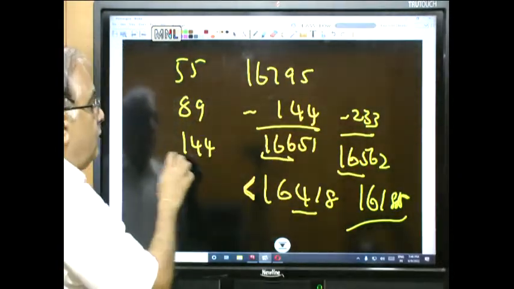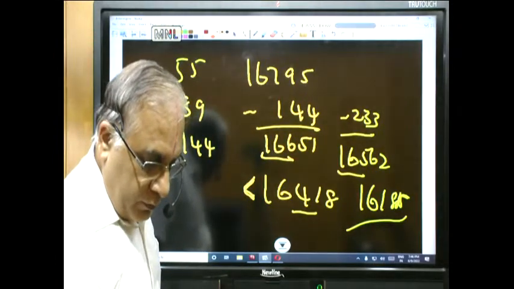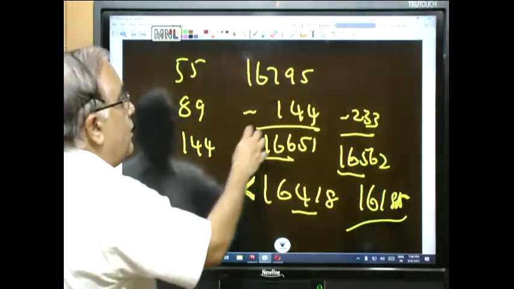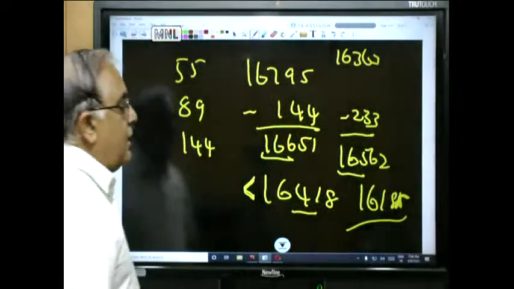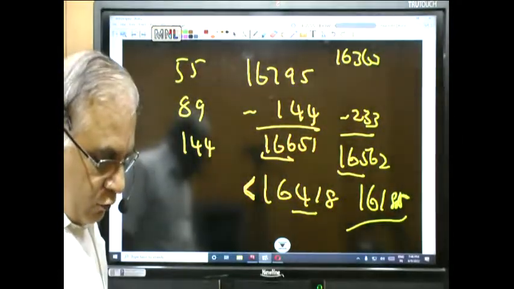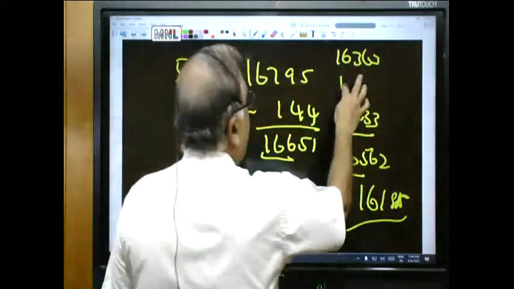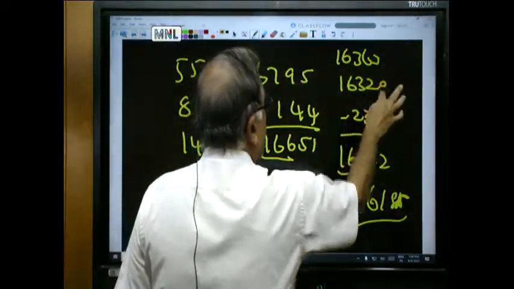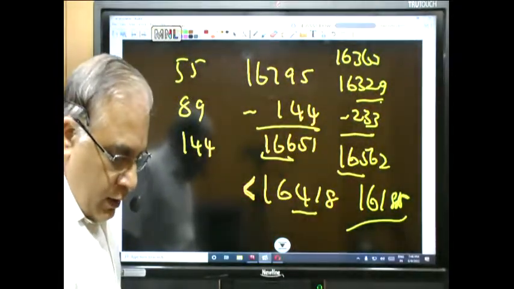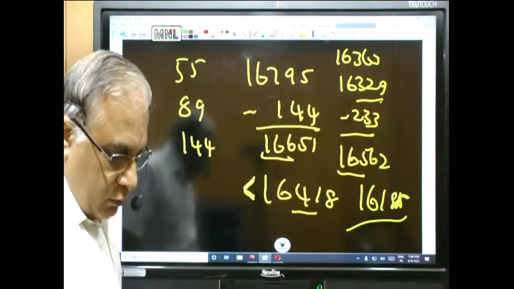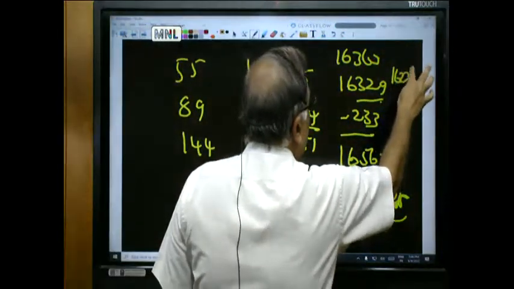So 16,418 minus 55, 16,363. So this is another support level. You can just see it in the chart itself. Then 89, 16,418 minus 89, 16,329. Then 16,418 minus 144, 16,274. So these are the levels we saw.